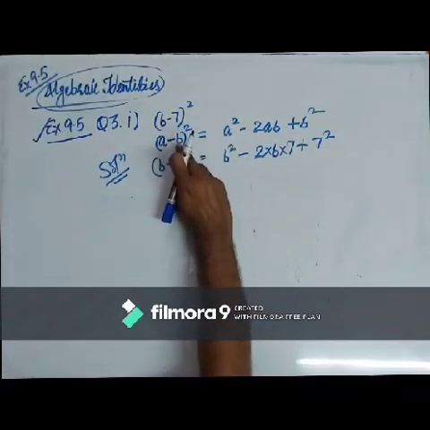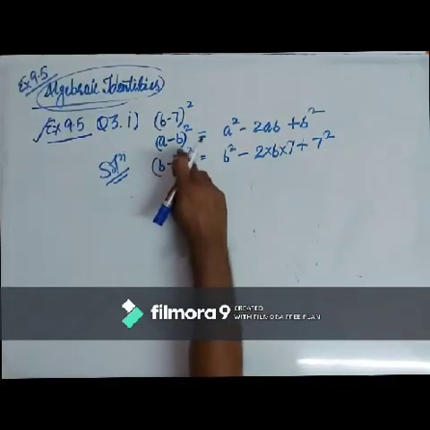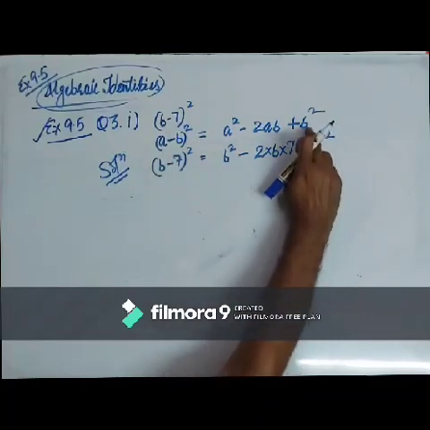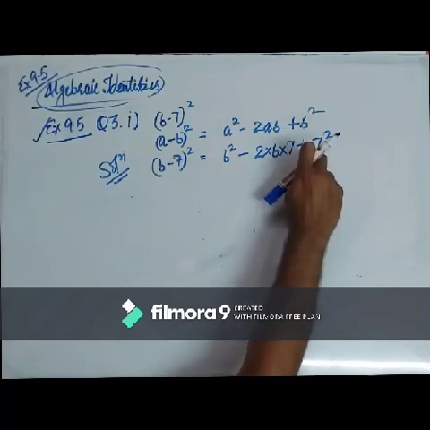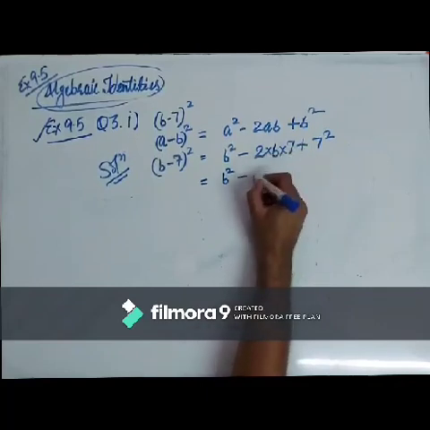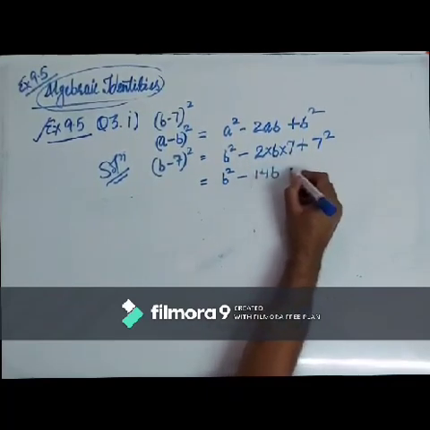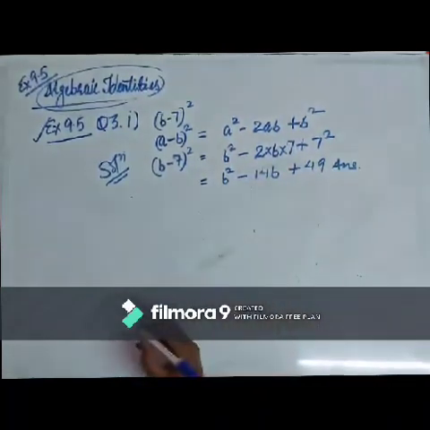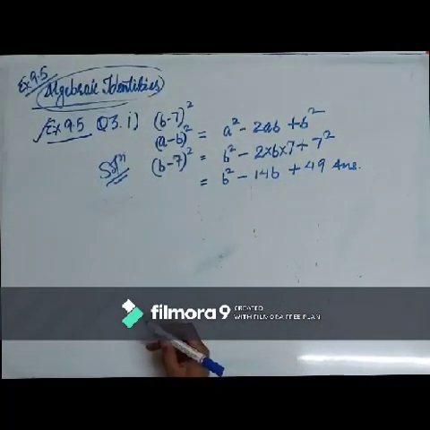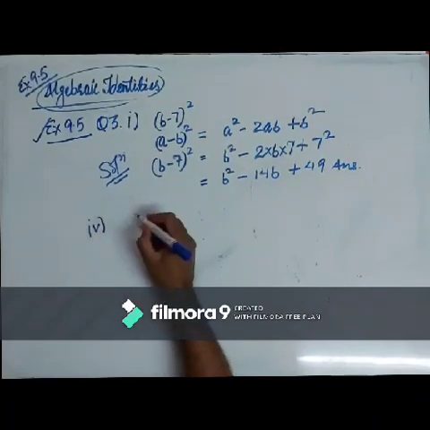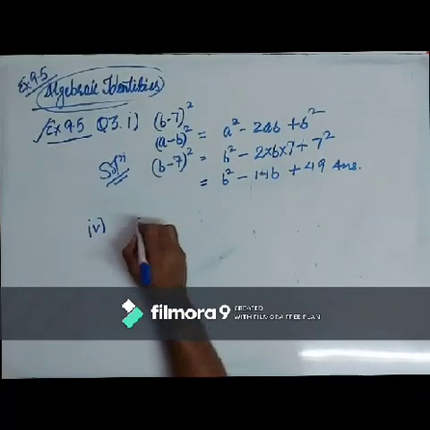So once I am talking about b, I am talking about 7. This is b, this is 7, right? So whenever I am talking about b, I am writing 7. So this is equal to b square minus 14b plus 49 is your answer. Easy thing. If we take up a few more examples of this question number 3, let us do question number 4. All other questions are similar questions, right?